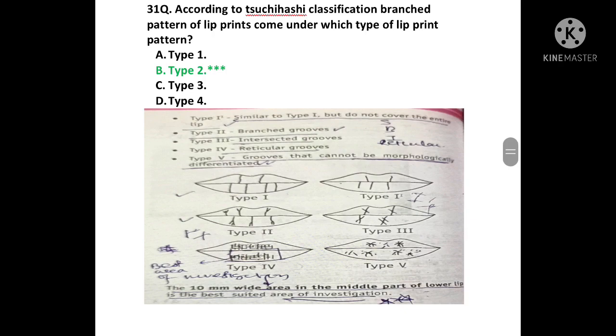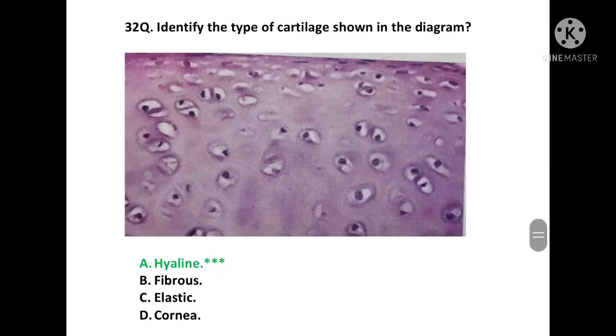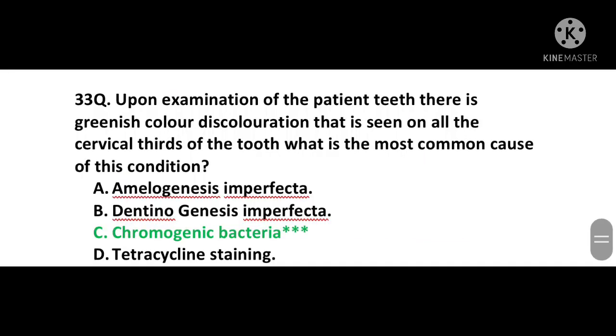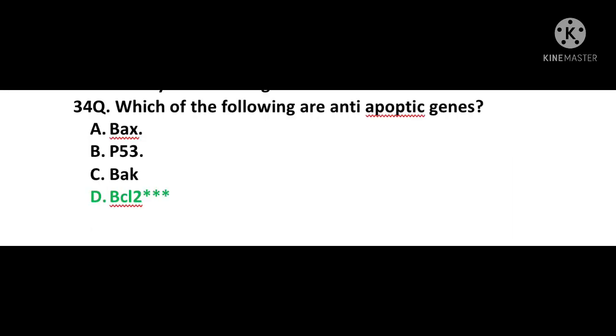I have kept this pic directly from the synopsis of Dental Pulse. Identify the type of cartilage shown in the diagram. Hyaline cartilage. The main key point is here it is extrinsic stain which is caused by the chromogenic bacteria. Which of the following is an anti-apoptotic gene? Bax, BCL2, MCL and BCLXL.